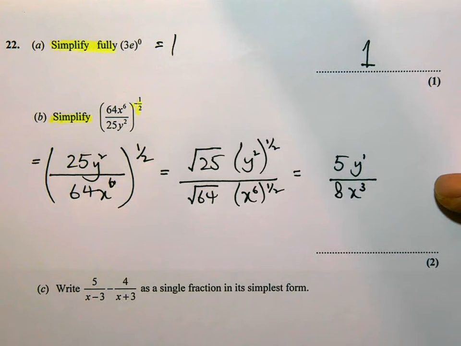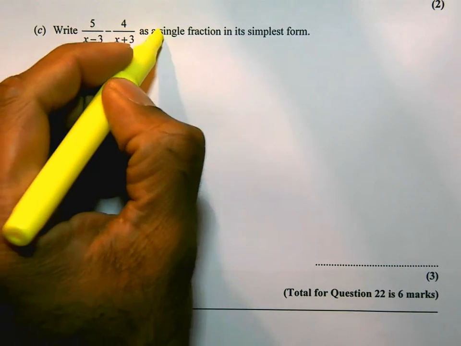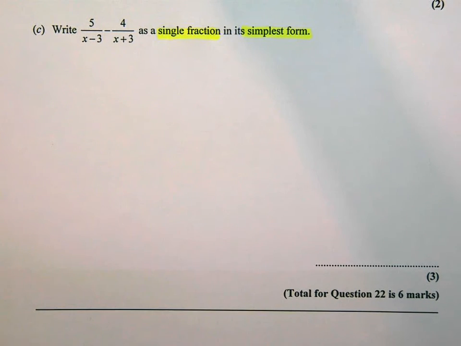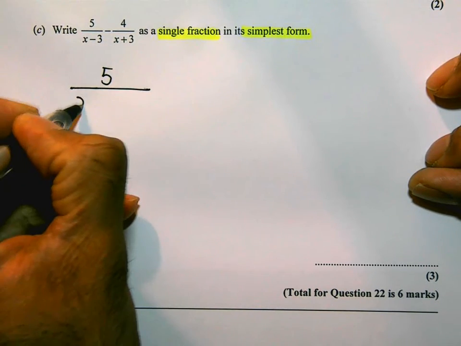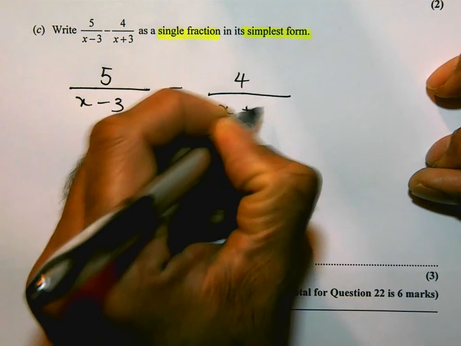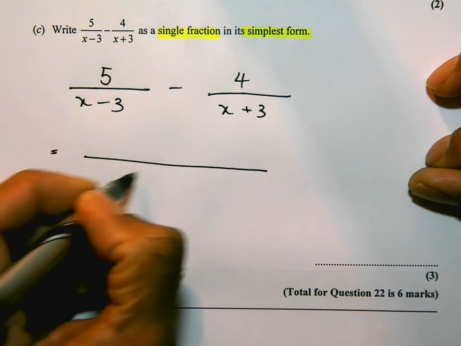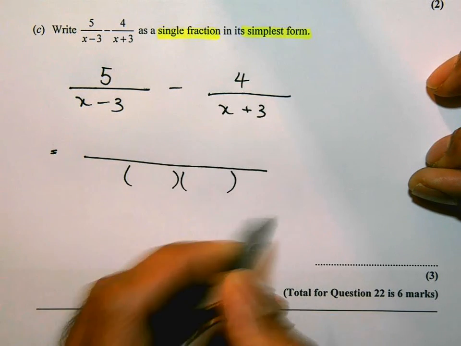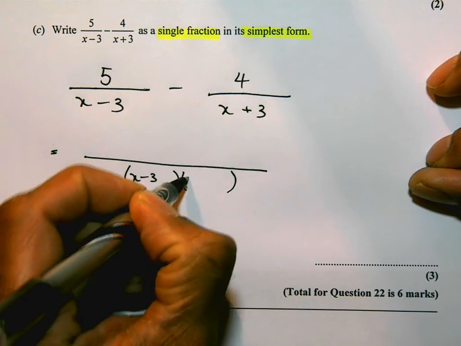Let's look at part C. Part C wants us to write these fractions as a single fraction in its simplest form. So basically they want us to do the subtraction, right? So this is fractions work. 5 over x minus 3 minus 4 over x plus 3. We're going to put it as a single fraction. So I'm going to draw a single line, and the denominators, the bottom expression, is going to be these two times together, x minus 3, x plus 3.